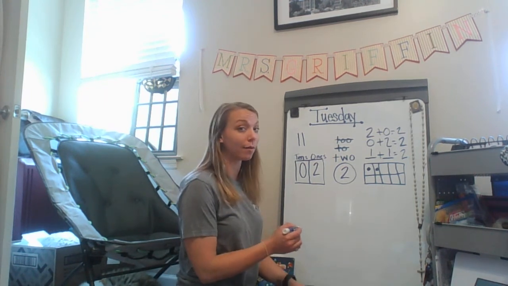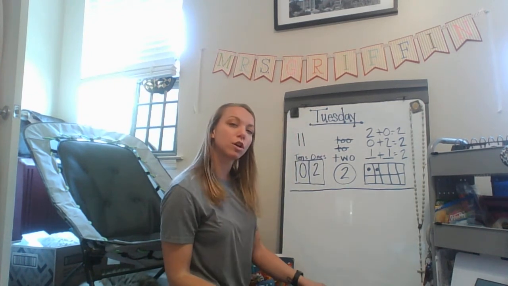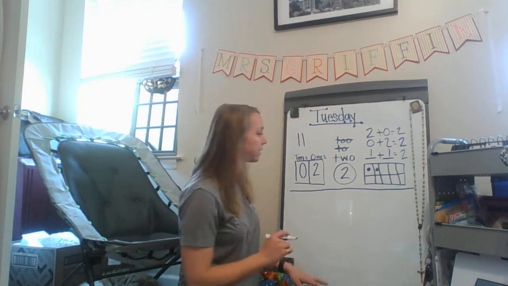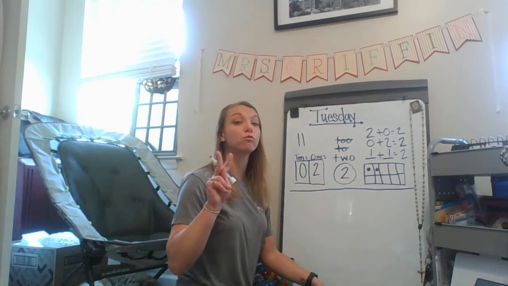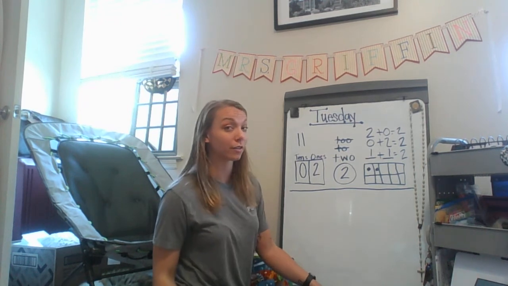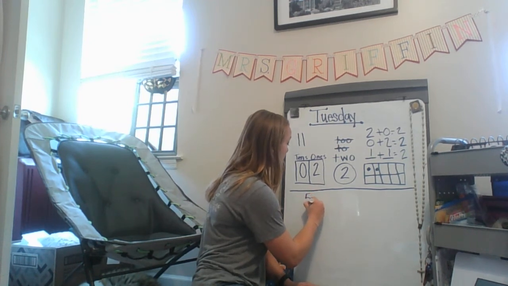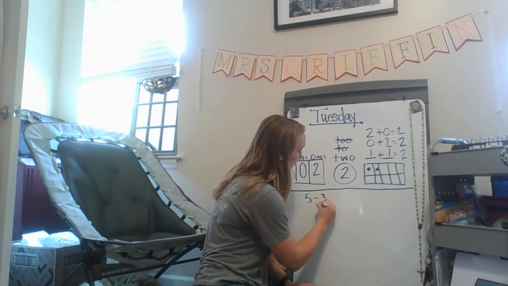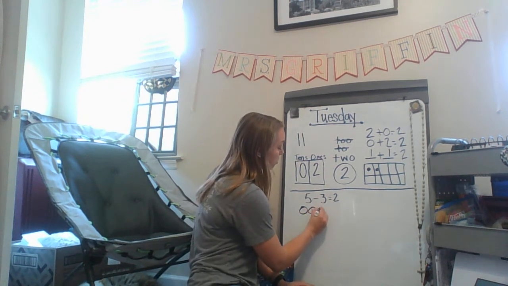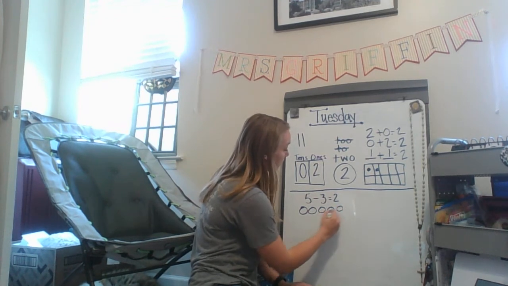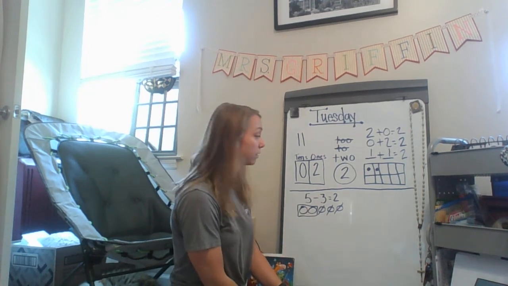Now the fun part comes. Draw a line underneath your hard work, and I want you to show me the Get Crazy section, how many problems you can make that equal 2. I'll give you 2, and then you can figure out the rest. I know that 5 take away 3 equals 2, and I can prove that because if I draw 5 circles and I take away 3, I have 2 left.